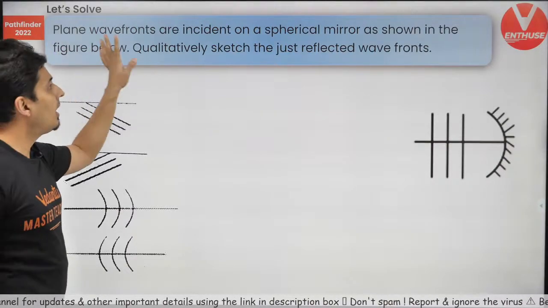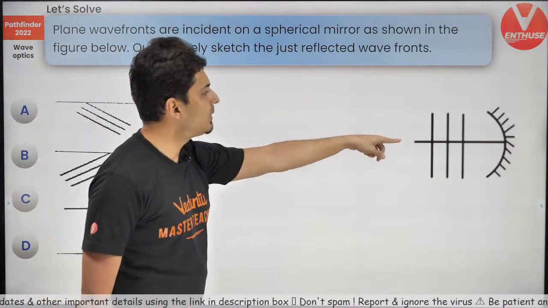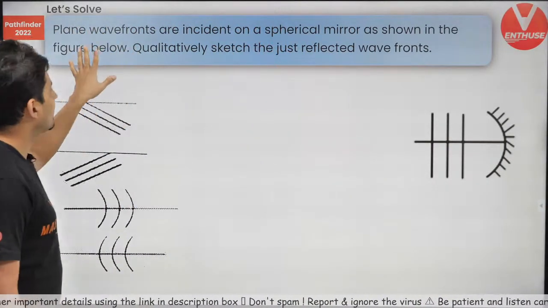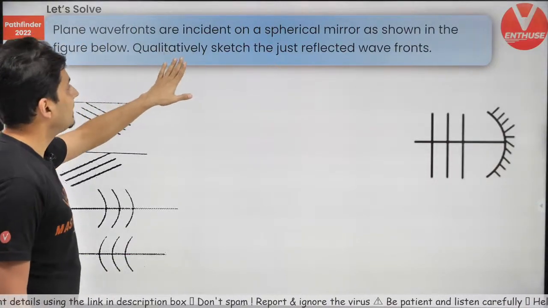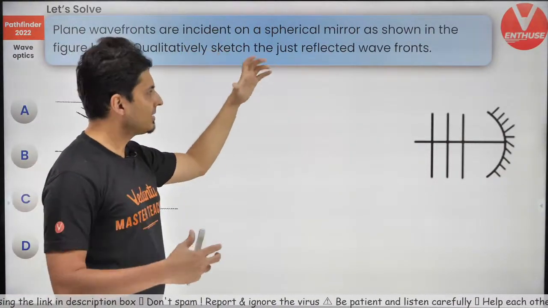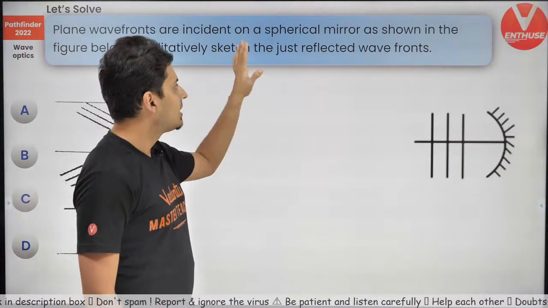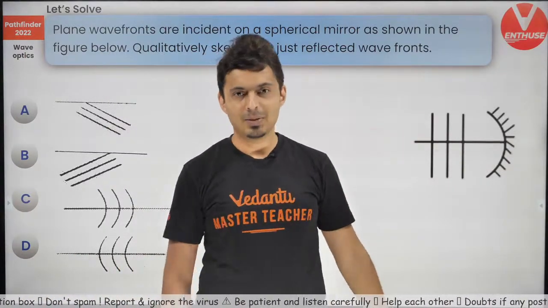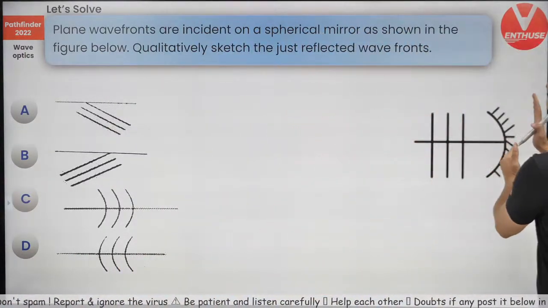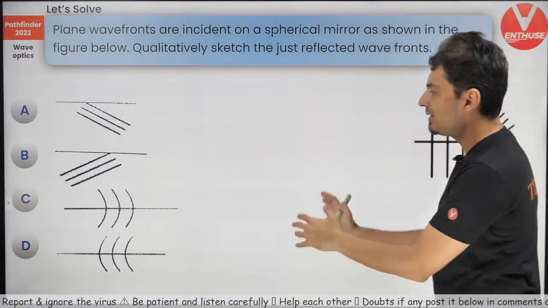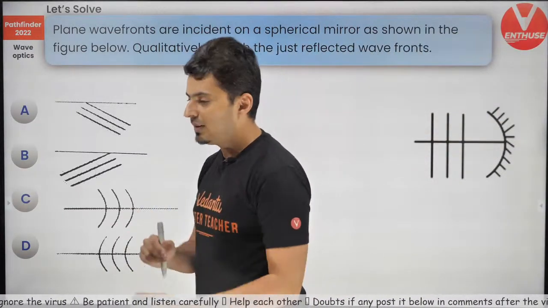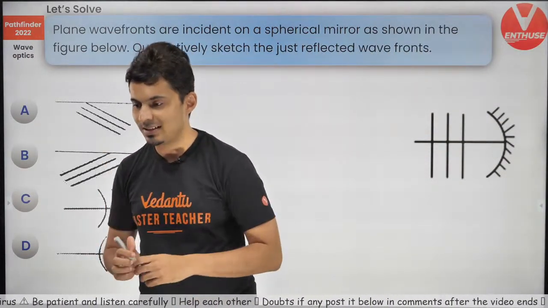Plane wavefronts are incident on a spherical mirror as shown in the figure below. Qualitatively sketch, that means you have to guess how it will approximately look just after it gets reflected. So these wavefronts go hit the concave mirror. After the reflection, which of the following do you think will be the correct way of representing it?